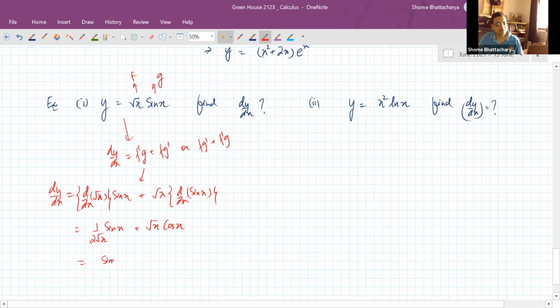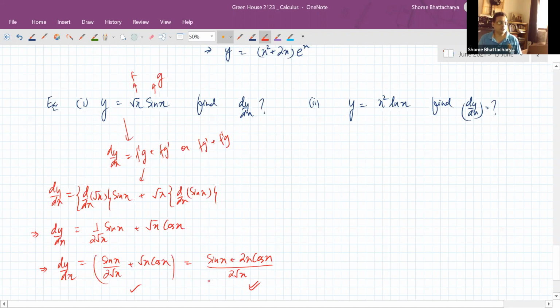So you can write it like this, or we can take LCM also now, and we can write it as sin x plus 2x cos x, whole thing divided by 2 root x. At this stage, this and this are equally right. But for MCQ questions also, you must learn how to simplify one form into another, because the answer might be given like this. So you must know how to convert this one into this.